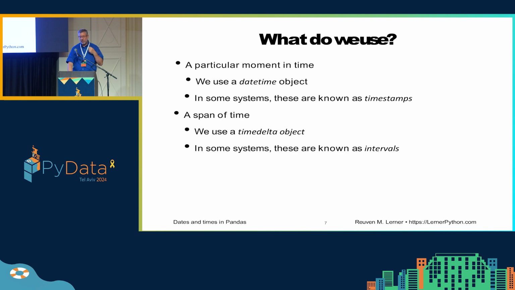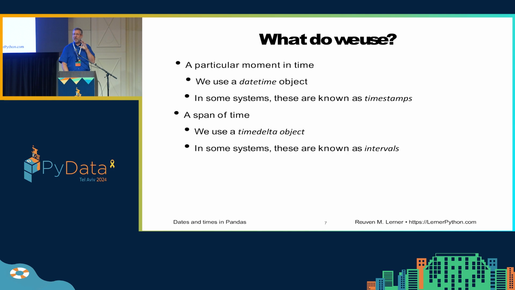And so to describe a particular moment in time, we use what's known as a datetime object. And in some systems, we can call these a timestamp. It's the same idea exactly, just different terminology. But if we want to describe a span of time, then we use something known as a timedelta object. And sometimes these are known as intervals.